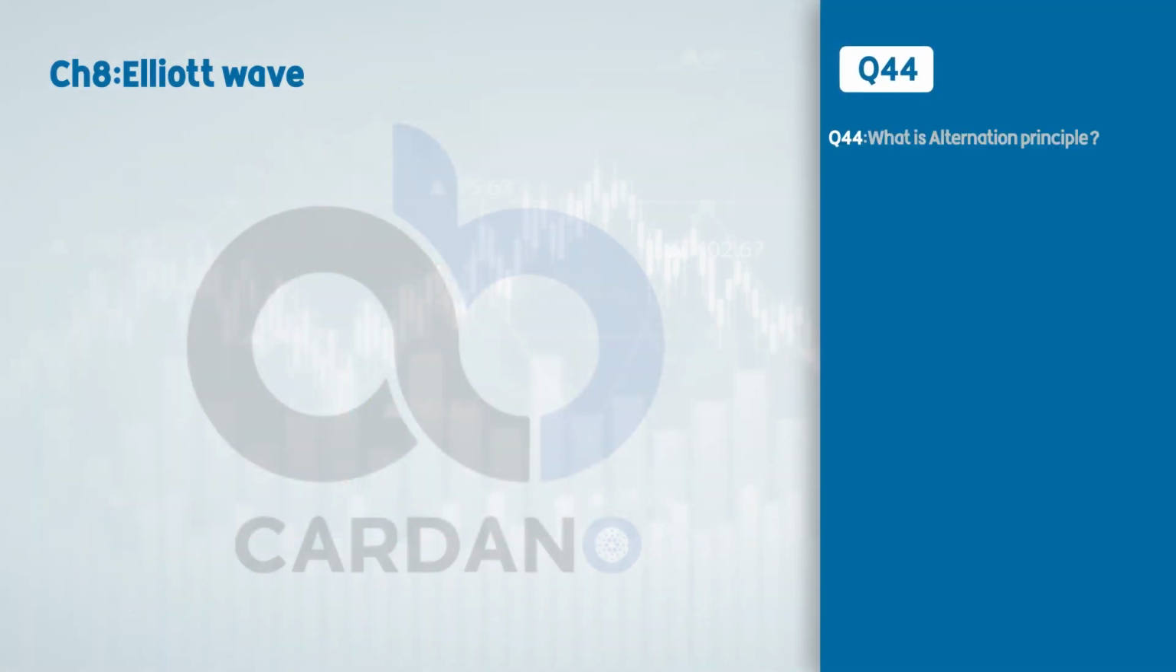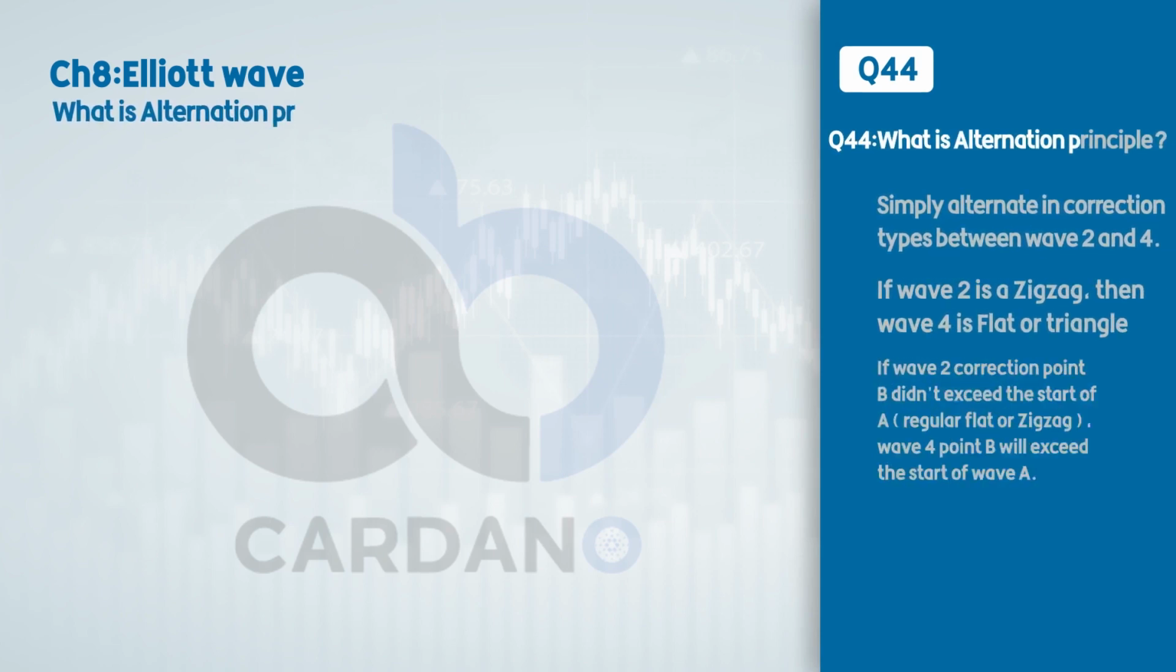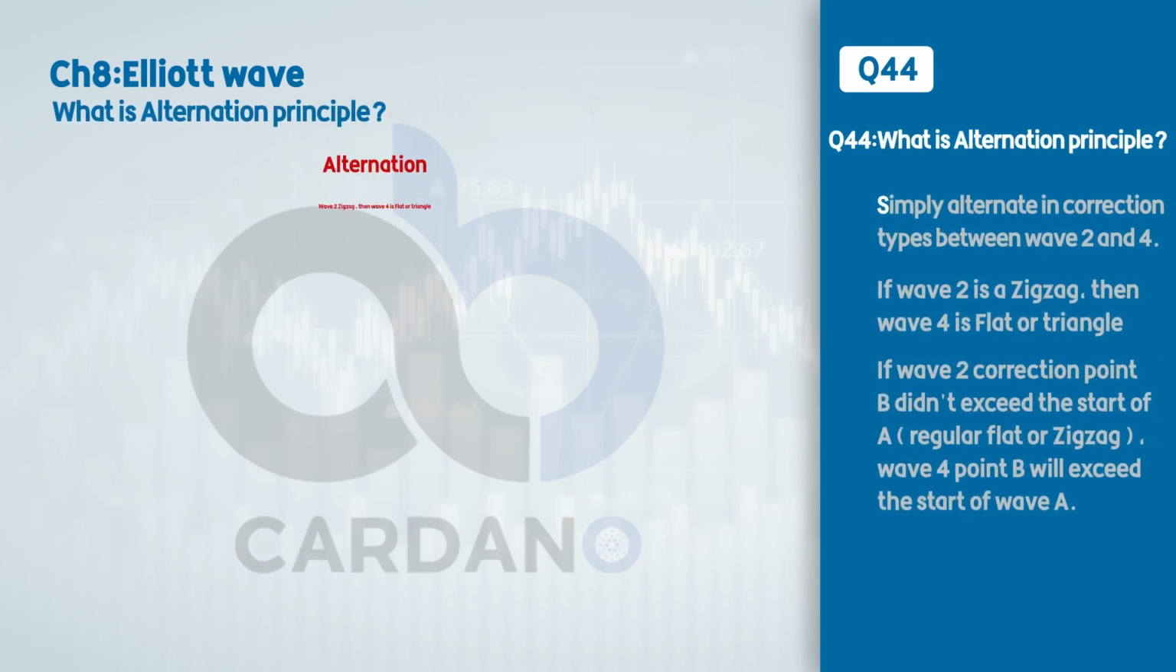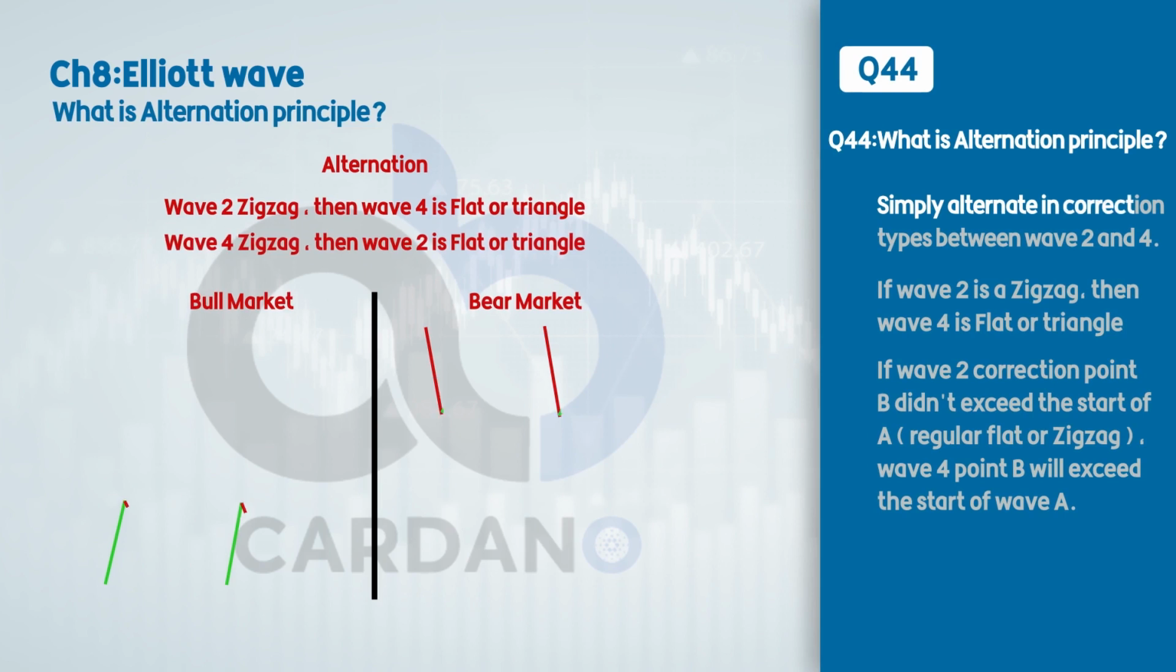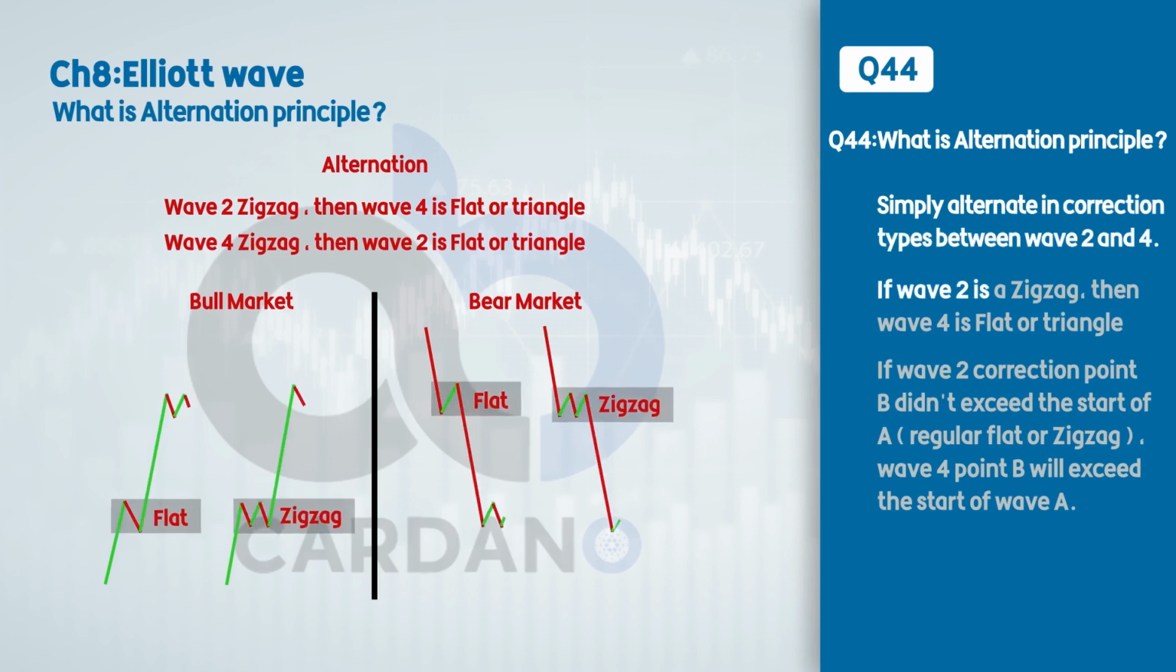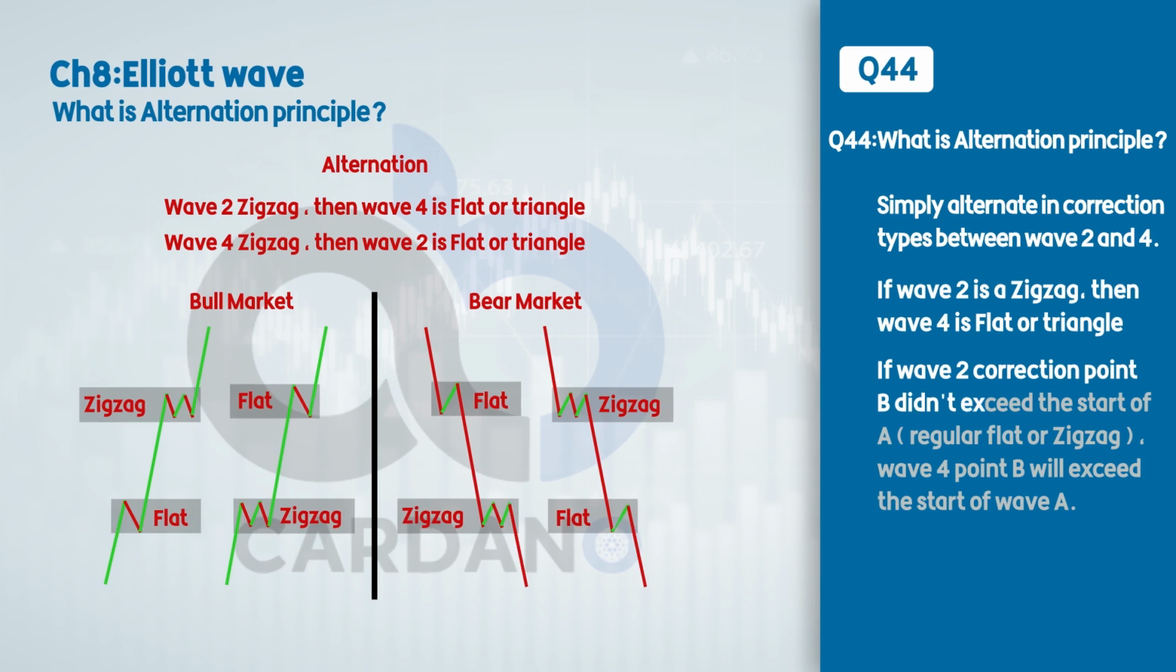Question number 44. What is alternation principle? The answer is, simply alternate in correction types between wave 2 and wave 4. If wave 2 is a zigzag, then wave 4 is flat or triangle. If in wave 2 correction point B didn't exceed the start of A, regular flat or zigzag, in wave 4 point B will exceed the start of wave A.